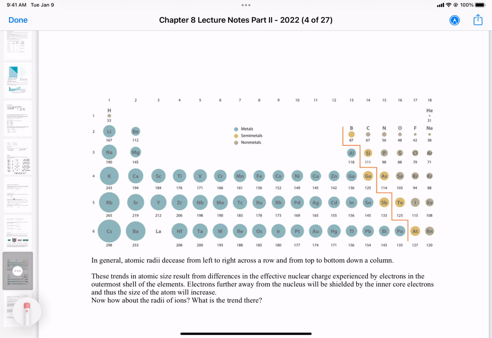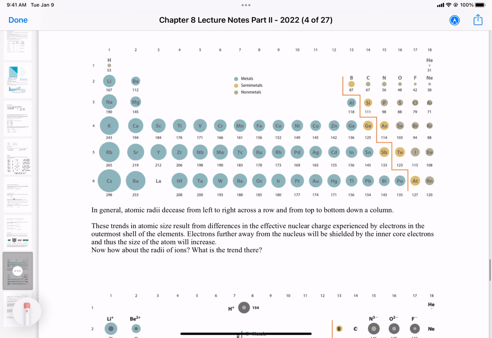Now, as you go across a row, you're adding electrons to the same energy level, so there's no added shielding effect. As you add more electrons, you're also adding more protons, and the force of attraction on the electrons in that energy level increases as you move from left to right. So it has a higher pull on the electrons, and that overall contracts the size of the atom. So the more protons and electrons you have as you go across a row, the more the size decreases, because of the nuclear charge experienced by the electrons.